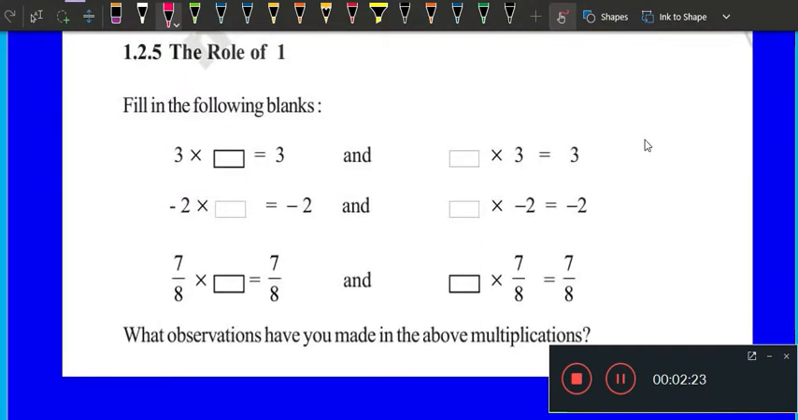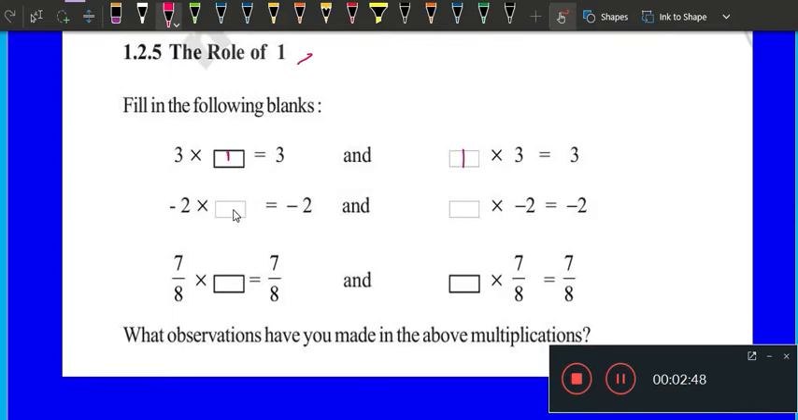Next, the role of 1. Fill in the following blanks. 3 into dash is equal to 1. What should be here? 1. And dash into 3 is equal to 3. So what should be here? 1. 1 into 3 is equal to 3, 3 into 1 equals 3.